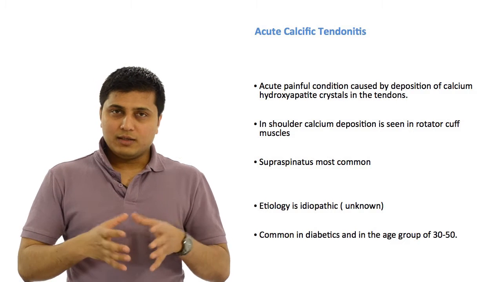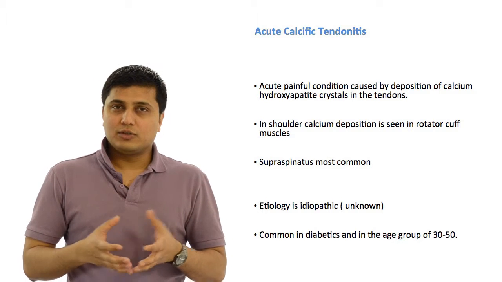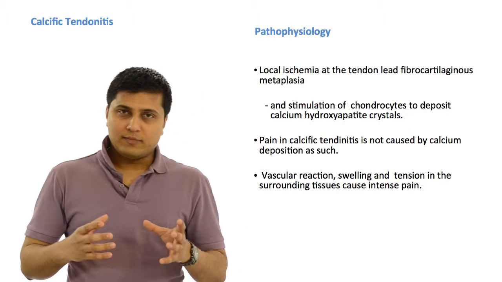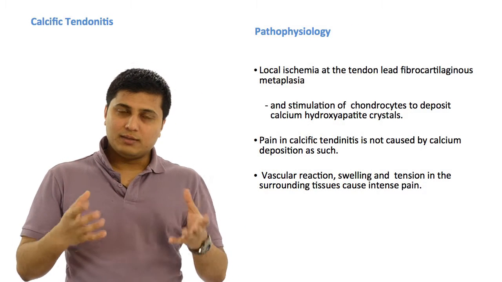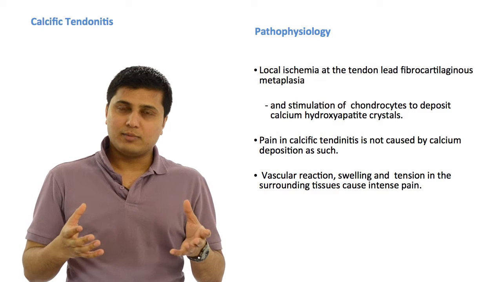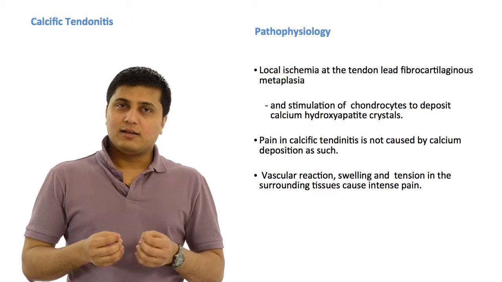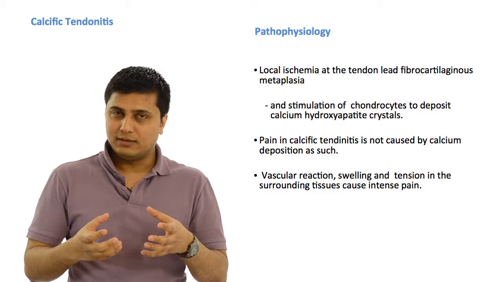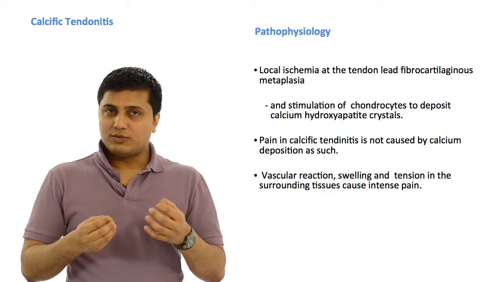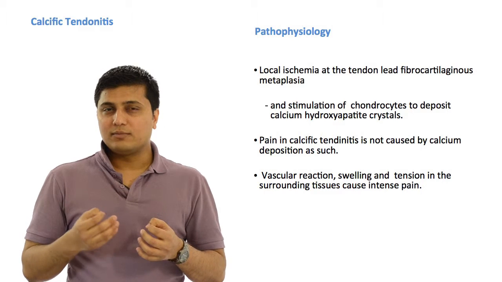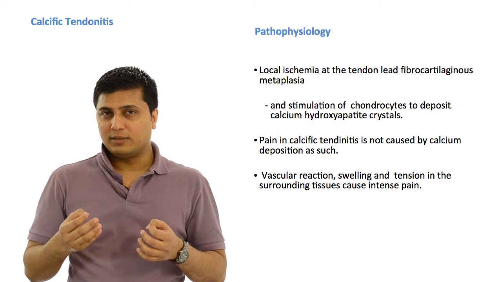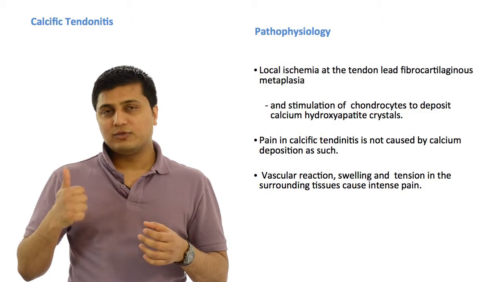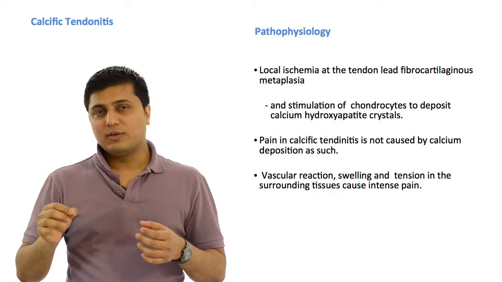So why does calcium deposition cause pain? If you look into the pathophysiology, the lack of blood supply, or what we call local ischemia, incites fibrocartilaginous metaplasia in the part of the affected tendon. And these chondrocytes stimulate calcium hydroxyapatite deposition in the affected part. If you look into the 4 different tendons, supraspinatus is the commonest tendon affected.